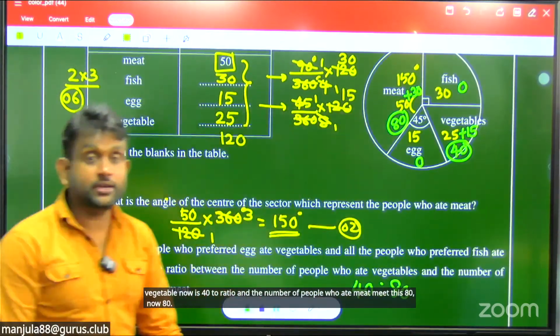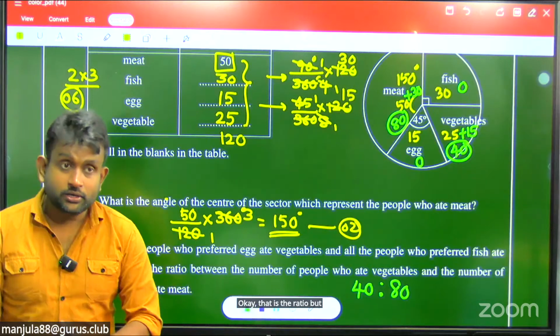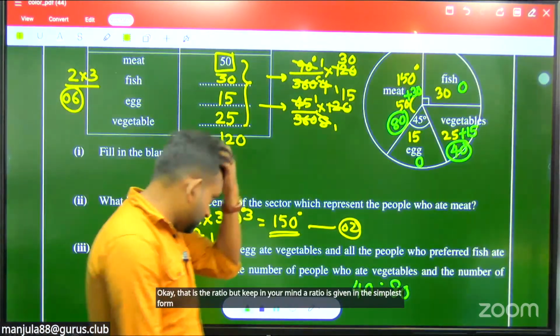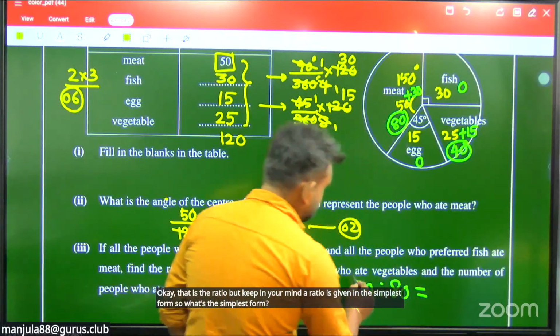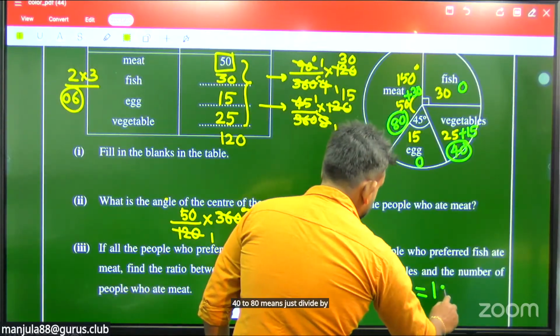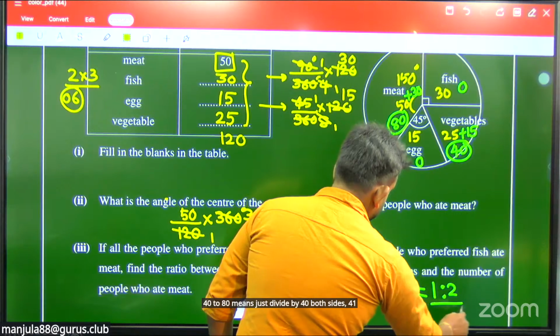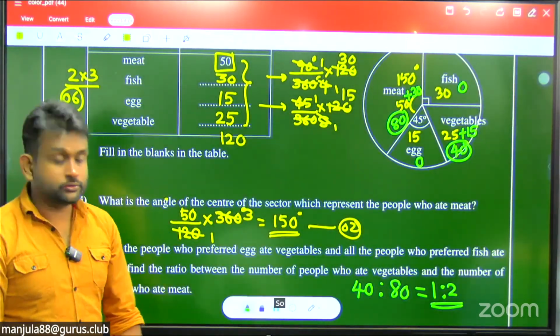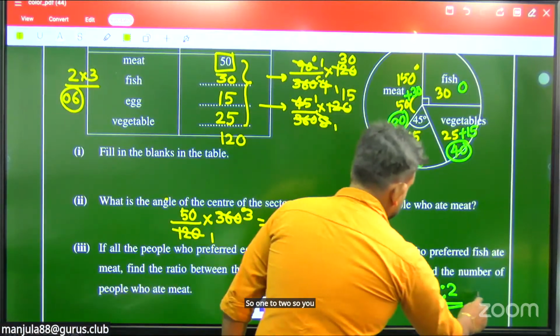Okay, that is the ratio, but keep in your mind, a ratio is given in the simplest form. So what's the simplest form? 40 to 80 means just divide by 40 both sides, 1 to 2. So 1 to 2. So you have 2 marks there for the last part.